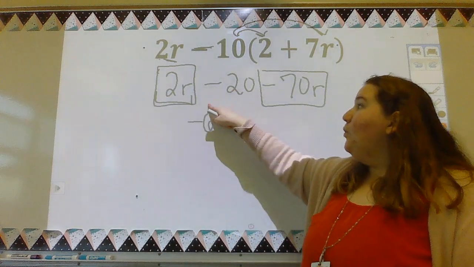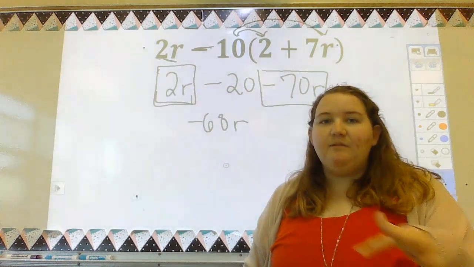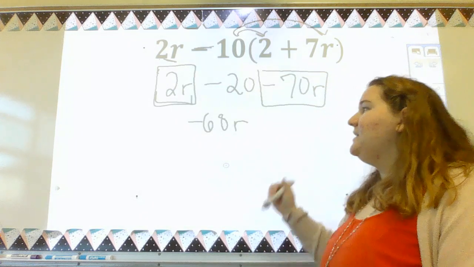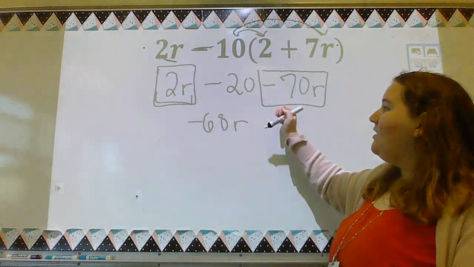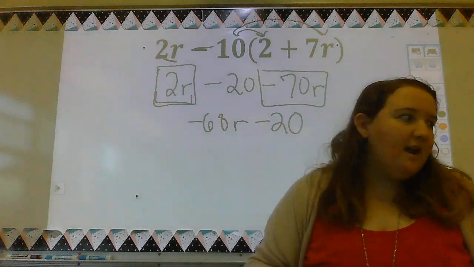Now, there is still one more term, okay? And even though this term doesn't have a variable, that's okay. We're still going to bring it down. So negative 68r minus 20, okay? Let's look at another example.